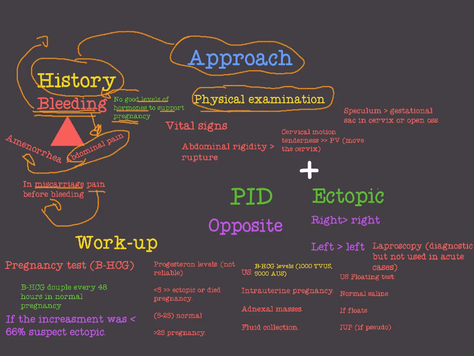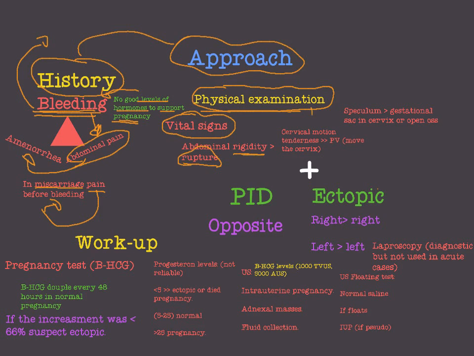Now let's move to physical examination. First of all, we have to start with the general look and vital signs. And one vital sign to take care of is the blood pressure. As we said, we may have hypotension. After that, we move to abdominal examination. We may have abdominal rigidity. If we have a ruptured ectopic pregnancy, we may have guarding and rigidity.